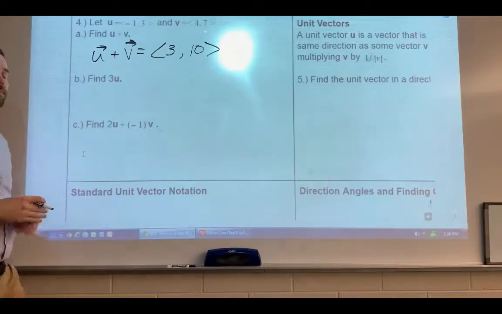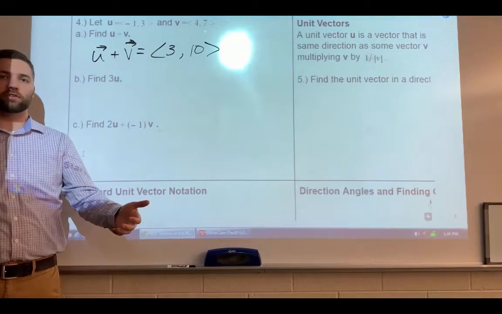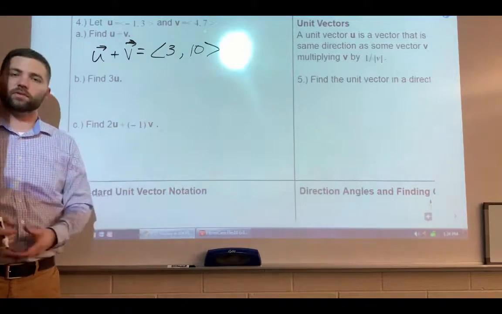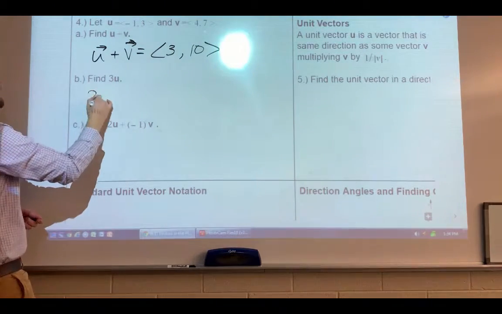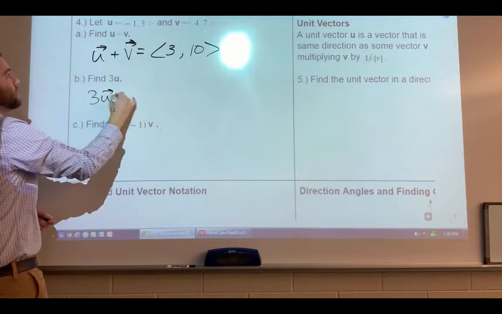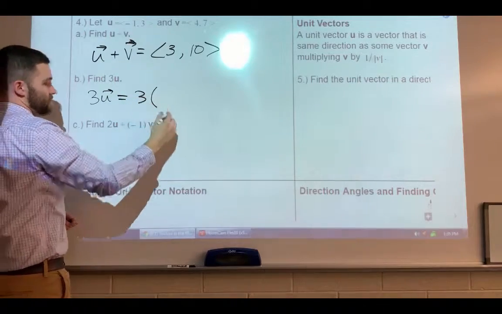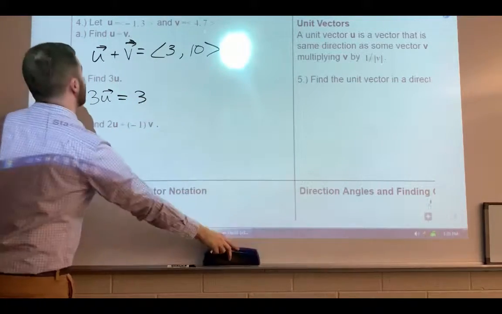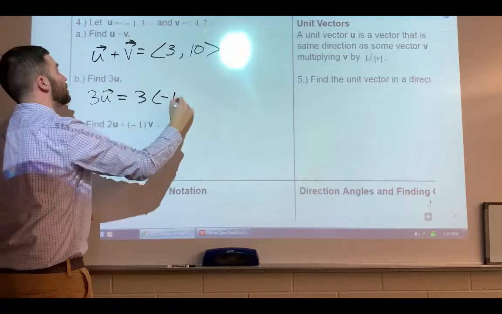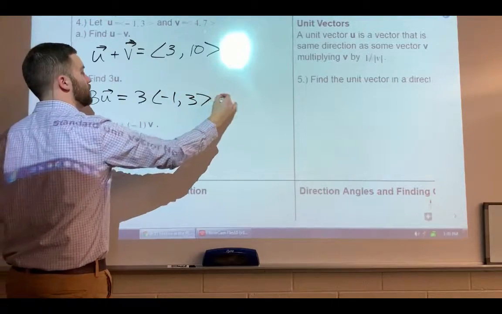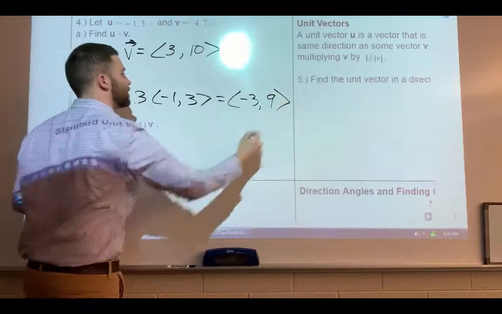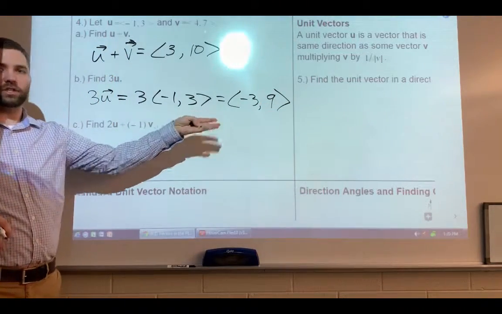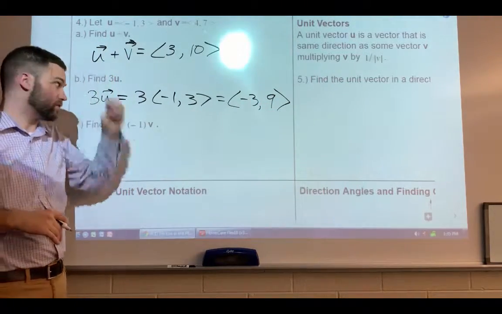Find 3u. All we're doing is scaling the vector u up by a factor of 3. We just multiply the components by 3. So 3u is equal to 3 times negative 1, comma 3. Is equal to negative 3, comma 9. Okay? Same direction, scaled up by a factor of 3.